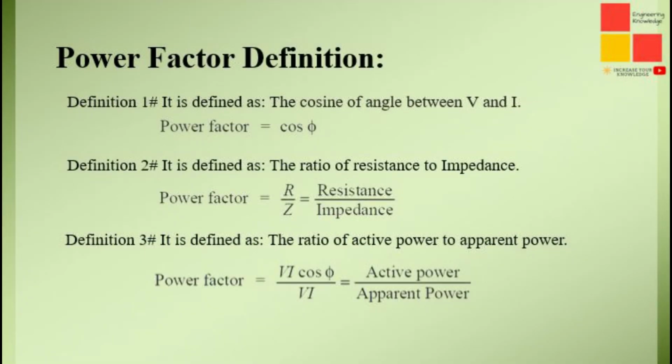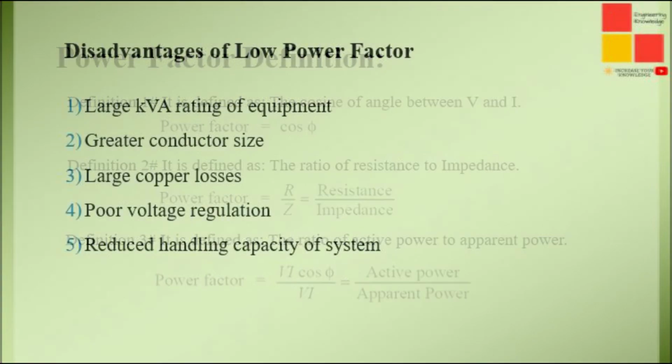Power factor definitions are given as follows. Definition number 1: it is defined as the cosine of the angle between V and I. Definition number 2: it is defined as the ratio of resistance to impedance. Definition number 3: it is defined as the ratio of active power to apparent power.